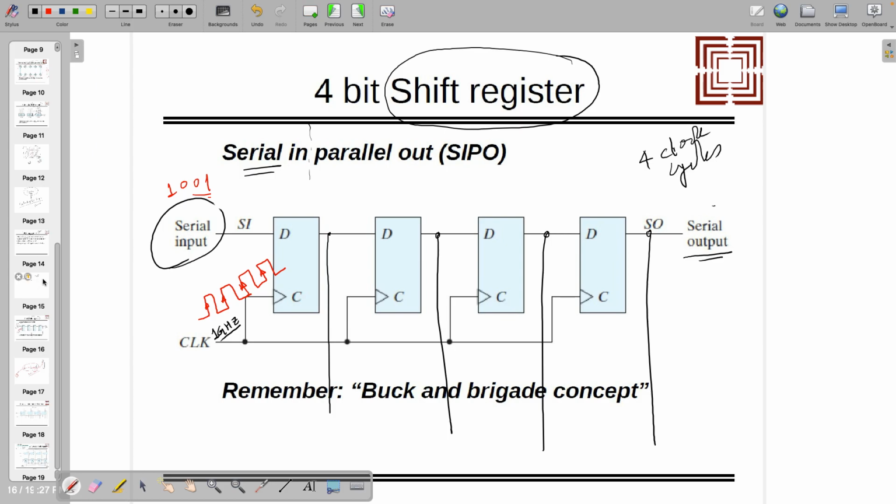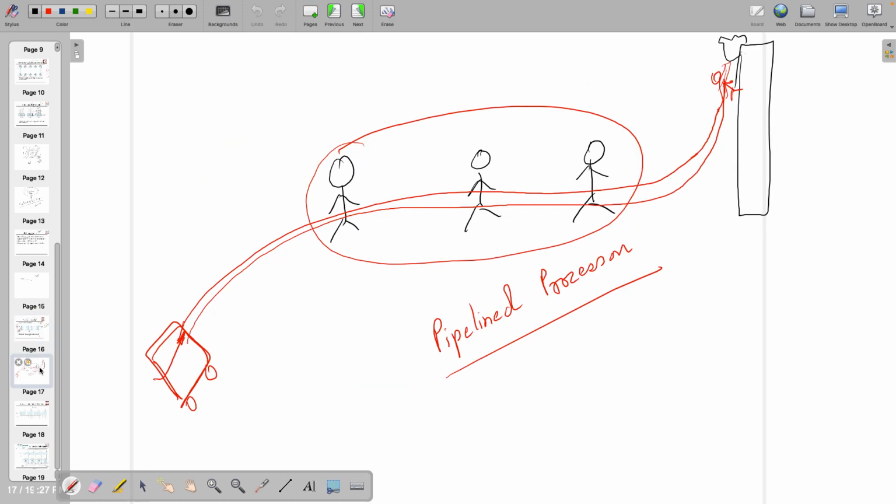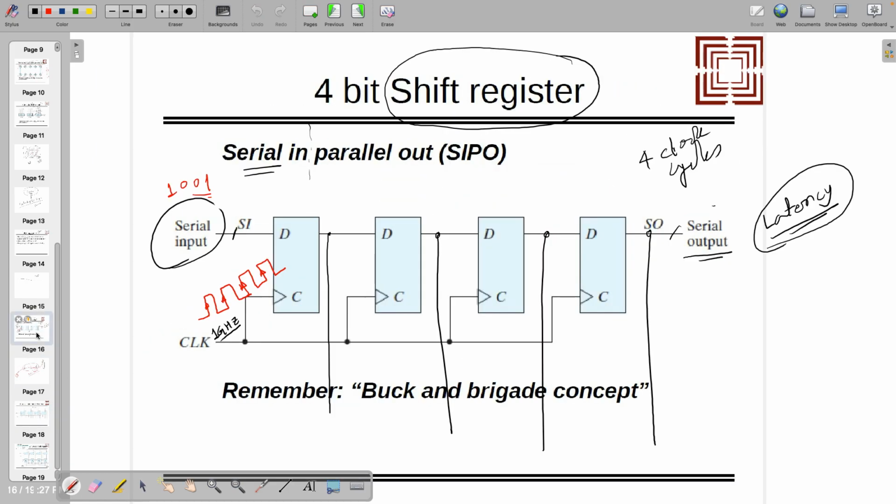By the way, this particular thing is known as the latency. It is late by 4 clock cycles. The latency of this output, or the difference between input and output in this pipeline structure, is 4. This is not known as delay, this is known as latency. Okay. It has both outputs, by the way: serial output as well as parallel output.